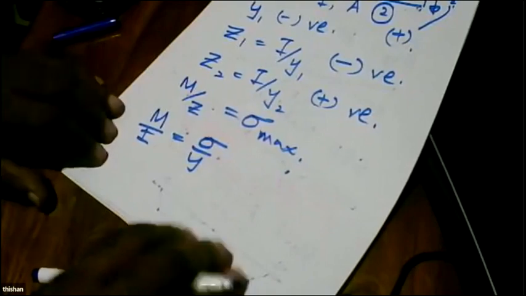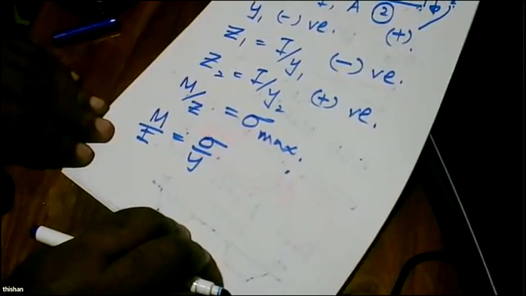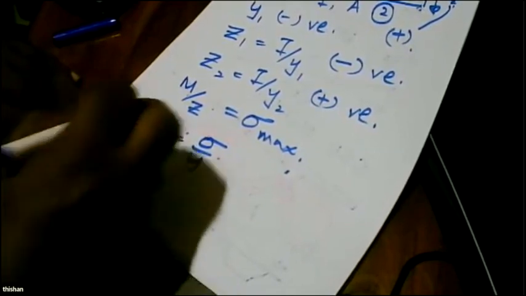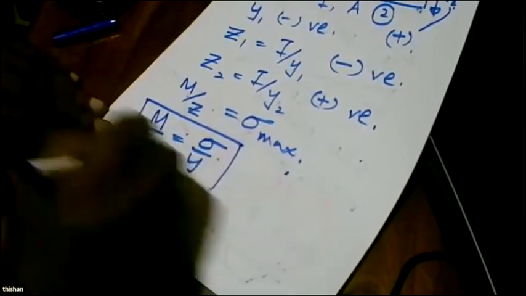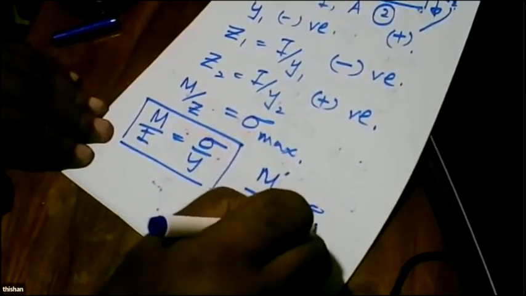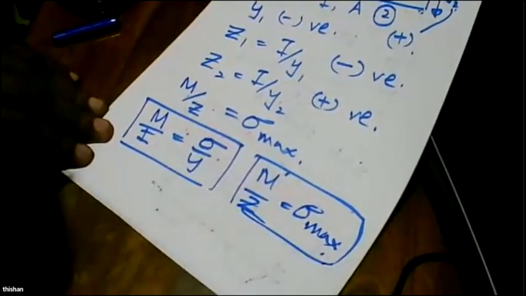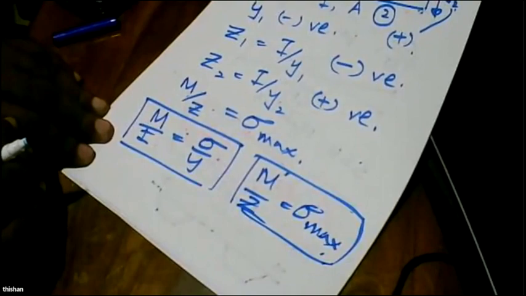So basically here, we all use M over I is equal to sigma over Y, and that is the building formula that you have learned. And with that, we can say M over Z is equal to sigma max. So we make use of this formula a lot when you are dealing with pre-stressed concrete.